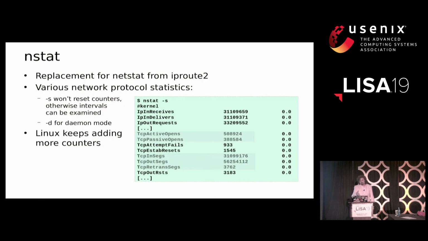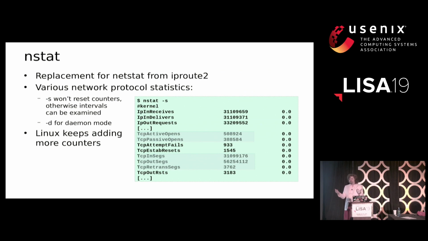At this point, I would talk about netstat, but netstat is no longer the tool to use. It's nstat from the iproute2 package. So iproute2 is what the network engineers in Linux are updating as they're changing the code.